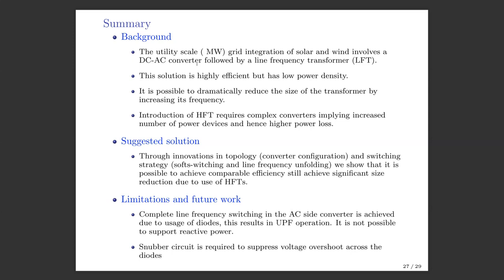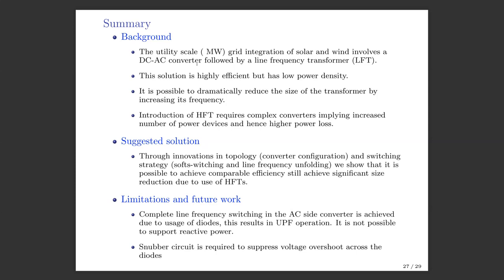So, what is the background? Background is we are looking at the utility scale grid integration of solar and wind, right? That is a megawatt level, and which involves, in all the cases, a DC to AC converter, which is a 3-phase inverter, the regular 3-phase inverter, followed by a line frequency or 50 or 60 hertz transformer. The solution is highly efficient. With IGBT at a 500 kilowatt, you can achieve a peak efficiency of close to 97%.